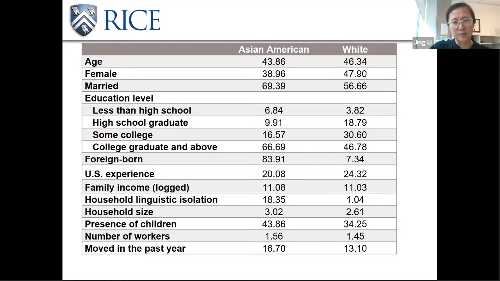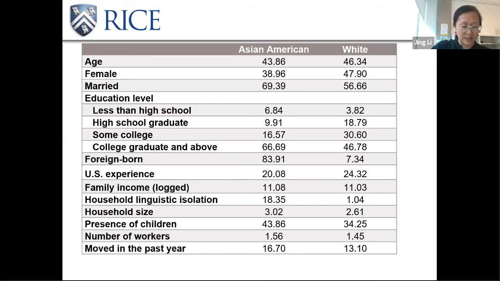Here are our descriptive statistics. All the differences are statistically significant. You can see that Asian American households tend to be younger, more predominantly male, and more likely to be married. In terms of education levels, Asian Americans as a whole also tend to be more concentrated in the lowest and highest ends of the education spectrum.